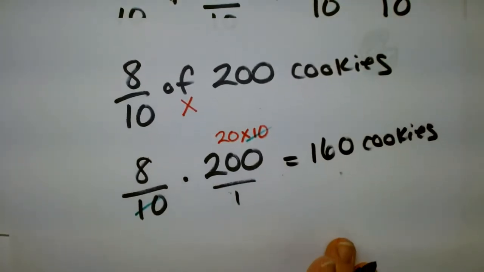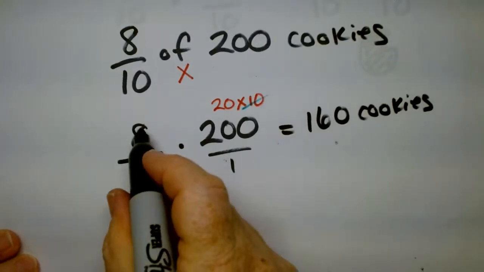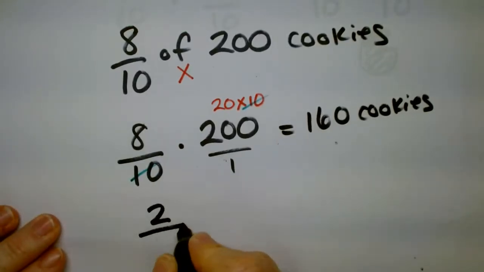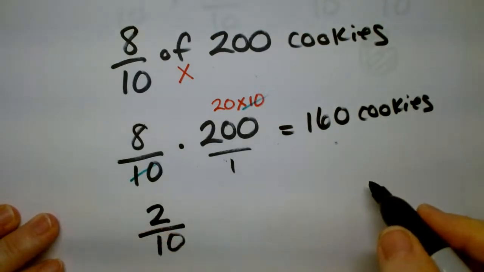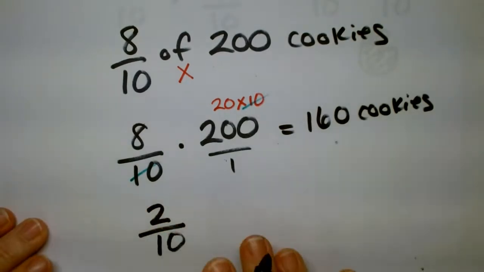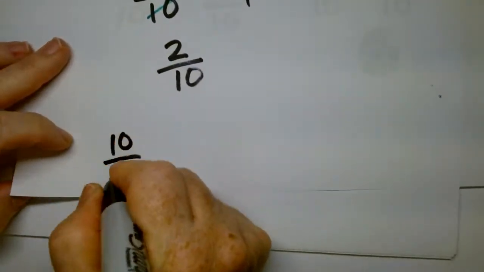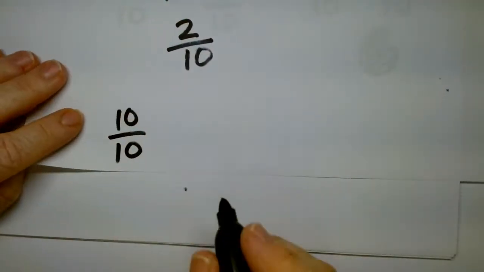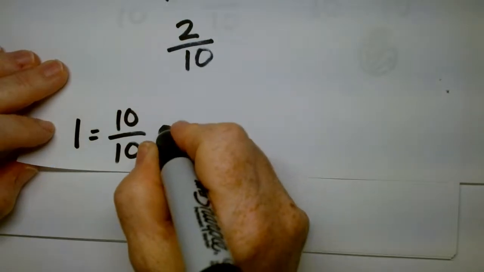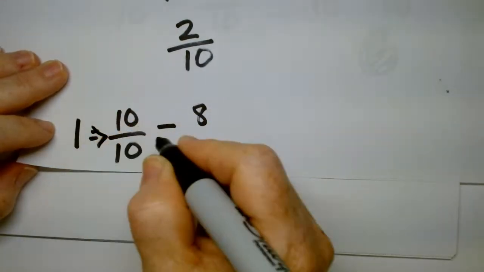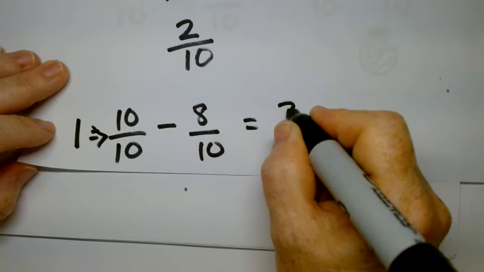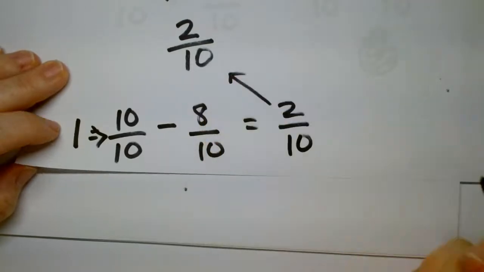How many do you get to eat? Well, if you gave away 8 out of 10, you have 2 out of 10 still left, right? Because 10 out of 10 is how many you had? That's 1, that's the whole unit. And you gave away 8 out of 10. So I am left with 2 out of 10 cookies.